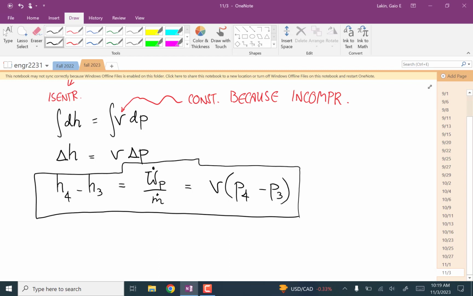So in half the problems we're going to do for this cycle, instead of being able to figure out the enthalpies, you'll be given information about the pressure, and we'll do that instead.